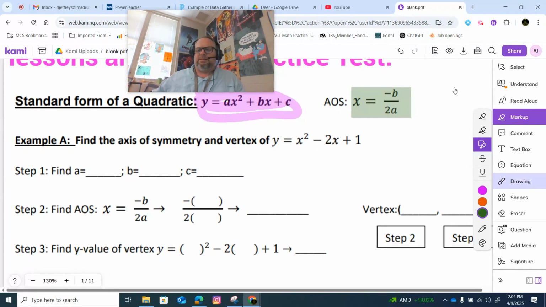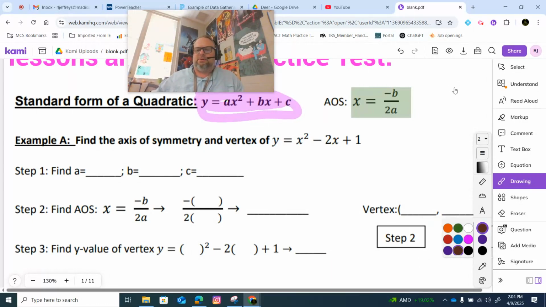So let's get this started. All right. So this is written as ax squared plus bx plus c. We have this right here. So example A, find the axis of symmetry and the vertex. So what is the number in front right here? 1. Yes, it is 1. Awesome. So that goes right there.